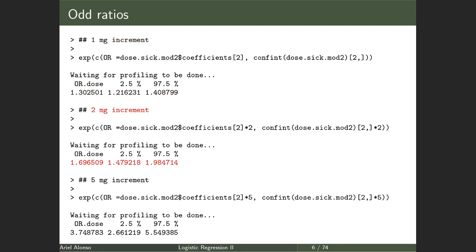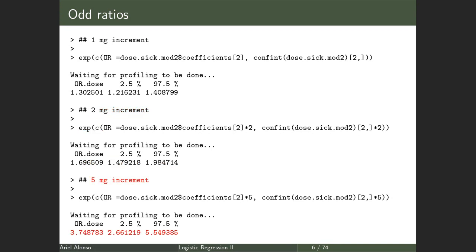And you may say, well, what about increasing by 2 milligrams? If you increase the dose by 2 milligrams, and here is the R code for that, you see that the odds of getting sick increase almost 70%. It's increased by 69.5%. And here you have the confidence interval, which essentially tells you that if you increase the dose by 2 milligrams, the odds of getting sick increase by between 48% and 98%. So it's a huge increase in the odds of getting sick by just increasing the dose by 2 milligrams.